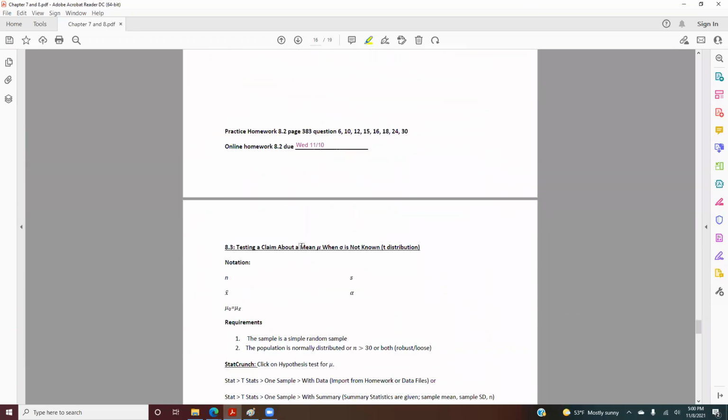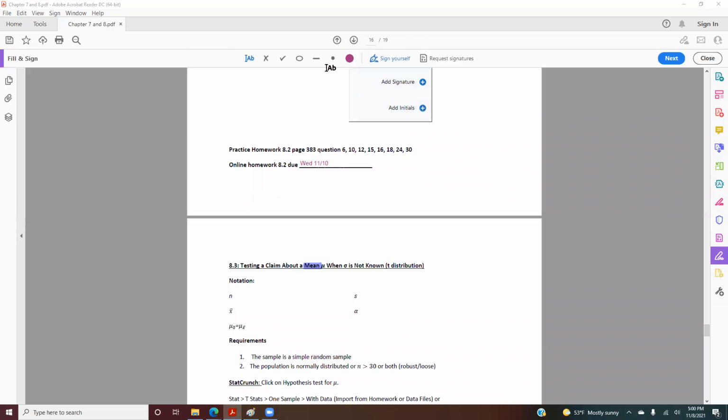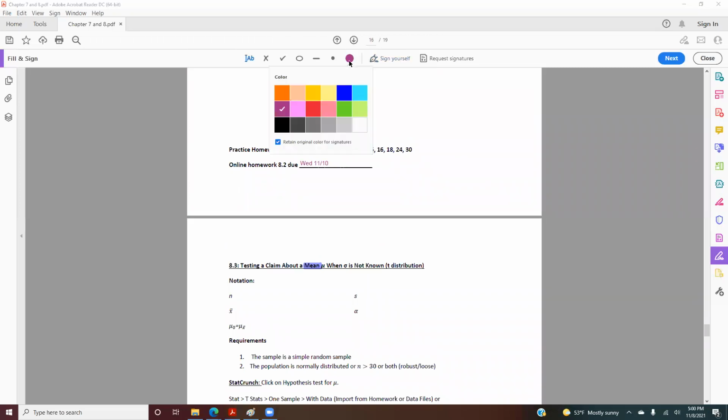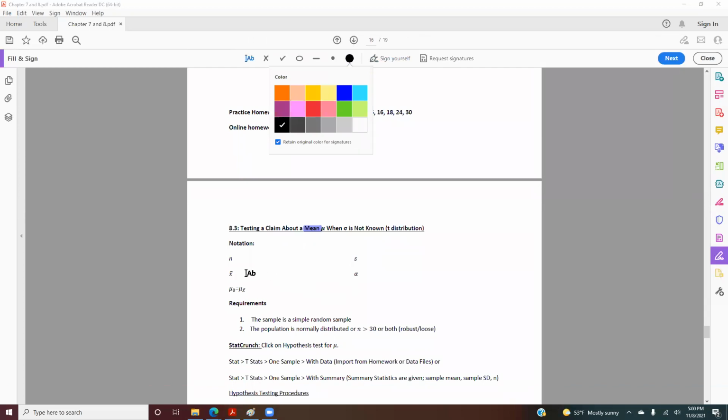In order for us to figure out it is mean, your claim statement will have the word mean in it. So make sure you read the question really carefully to know which one is which. For this section 8.3, we are doing population mean here.